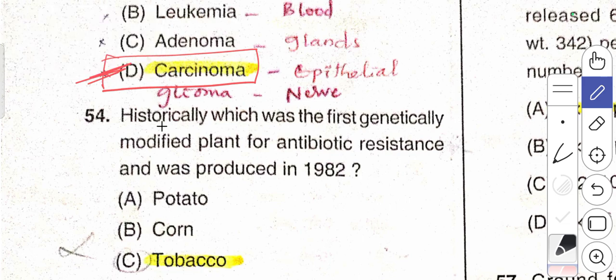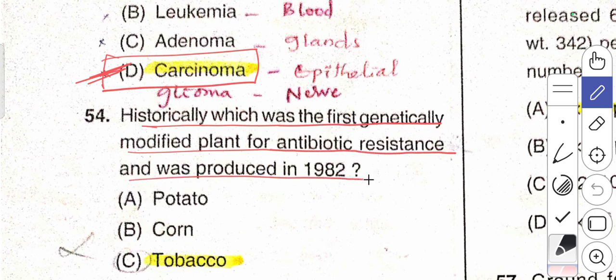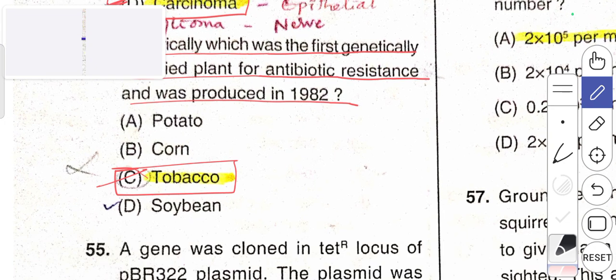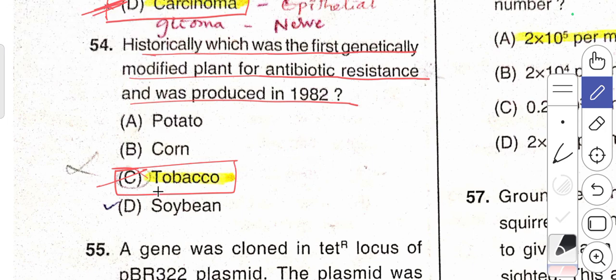Then 54th question. Historically, which was the first genetically modified plant for antibiotic resistance, produced in 1982? That is tobacco. Tobacco was the first genetically modified plant. So C is the right answer.